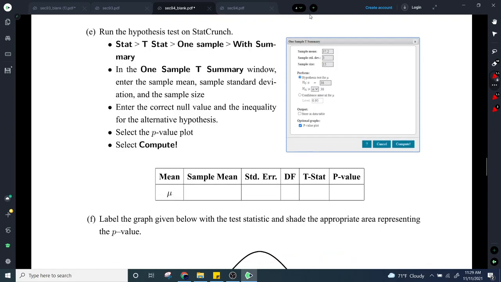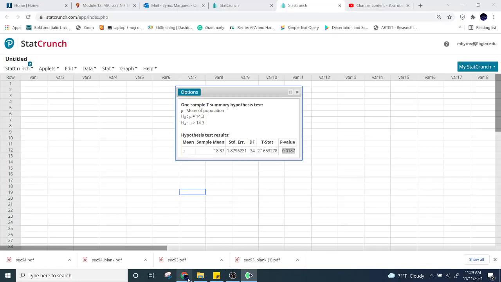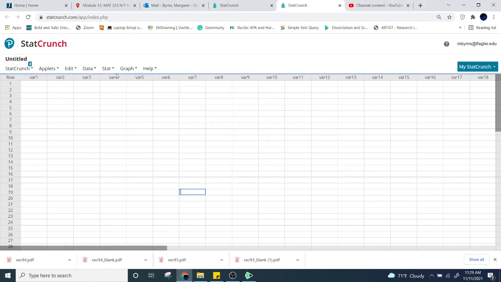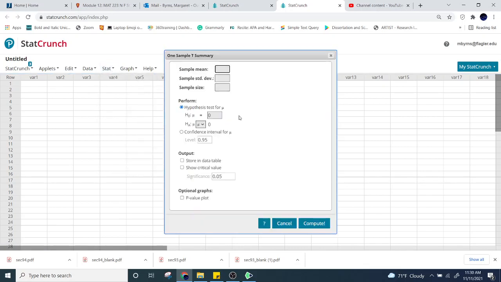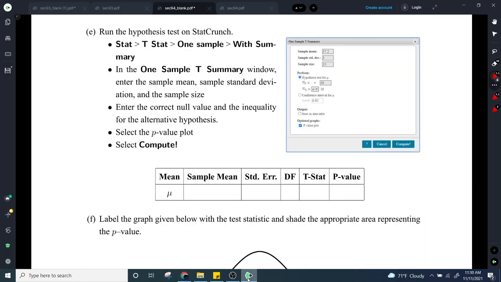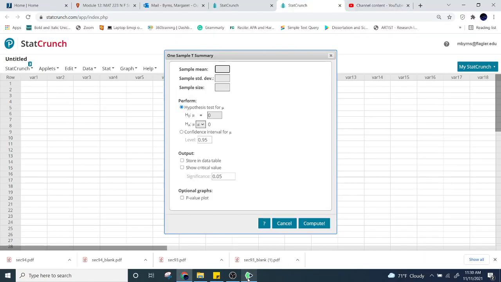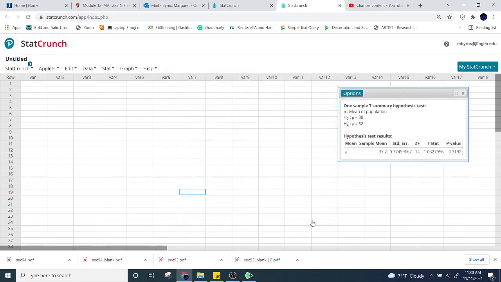So let's go ahead and go into StatCrunch. We're going to go through the same process. Let me close this out and do it again. We're going to go to Stat, then T Stats, one sample with summary. My sample mean was 37.2. My standard deviation for my sample was 3. My sample size was 15. My hypothesis, my mu was 38, and it was a two-sided hypothesis, so not equal to 38. Go ahead and click compute.